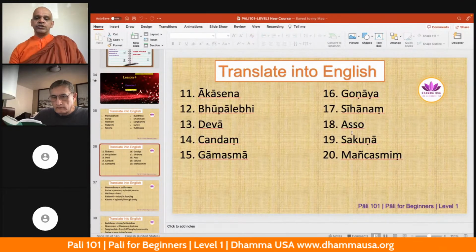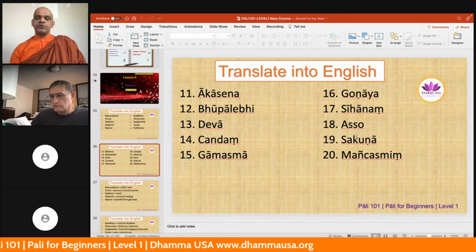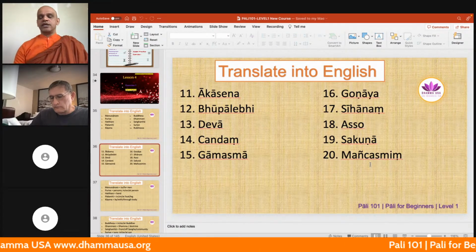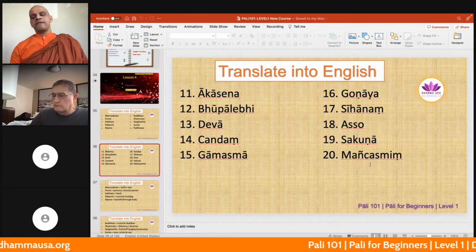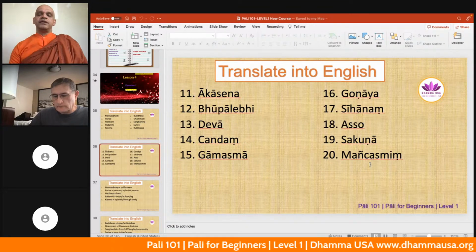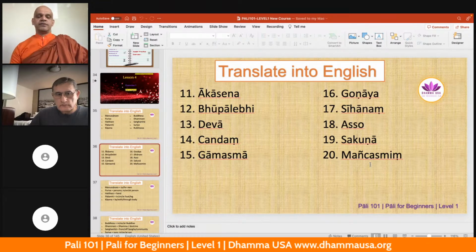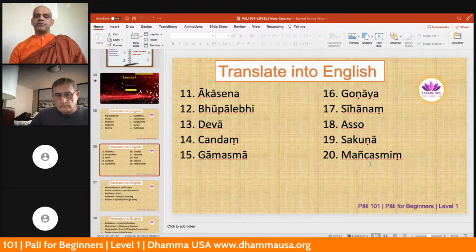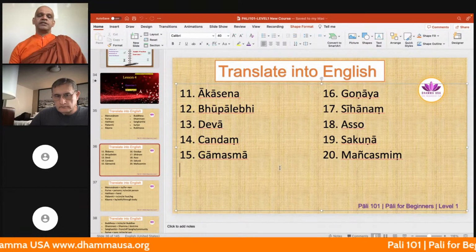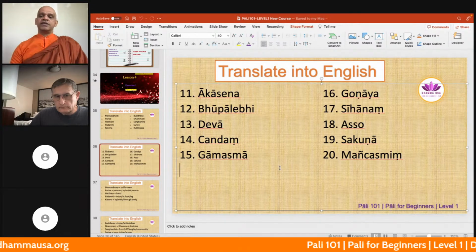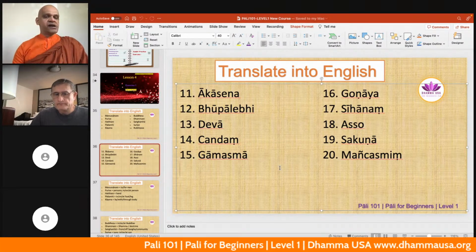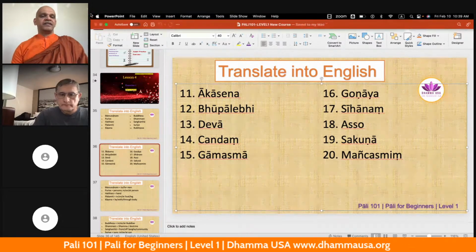Siha Asso, only Patama Vibhatti. Sakuna again, 4 different places. Manchasmin again, Sattami Vibhatti only. So when we have more than one, then we need to take the rest of the background into consideration. Take the context, and then we can decide the meaning. Okay? Yes, all right, thank you.